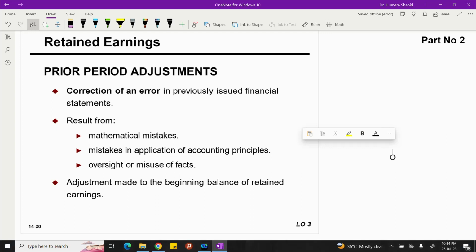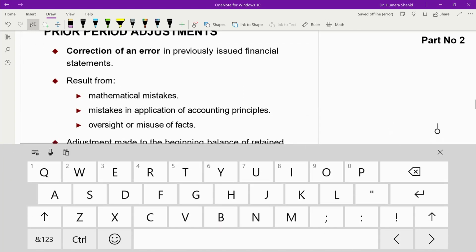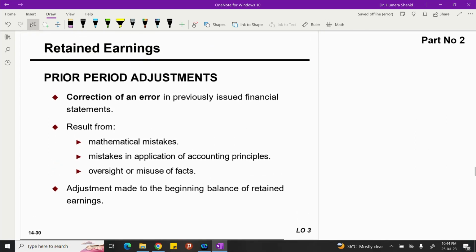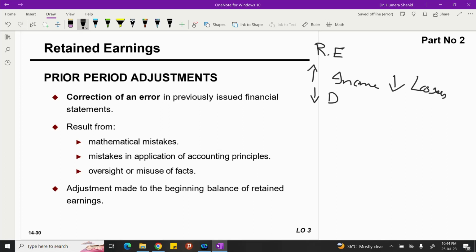Now I'm going to start the preparation of the retained earnings statement. For that purpose, one important thing is that retained earnings increase because of net income. They decrease because of losses. They also decrease because of dividends, right? And they also increase or decrease because of previous years' adjustments, prior period adjustments.